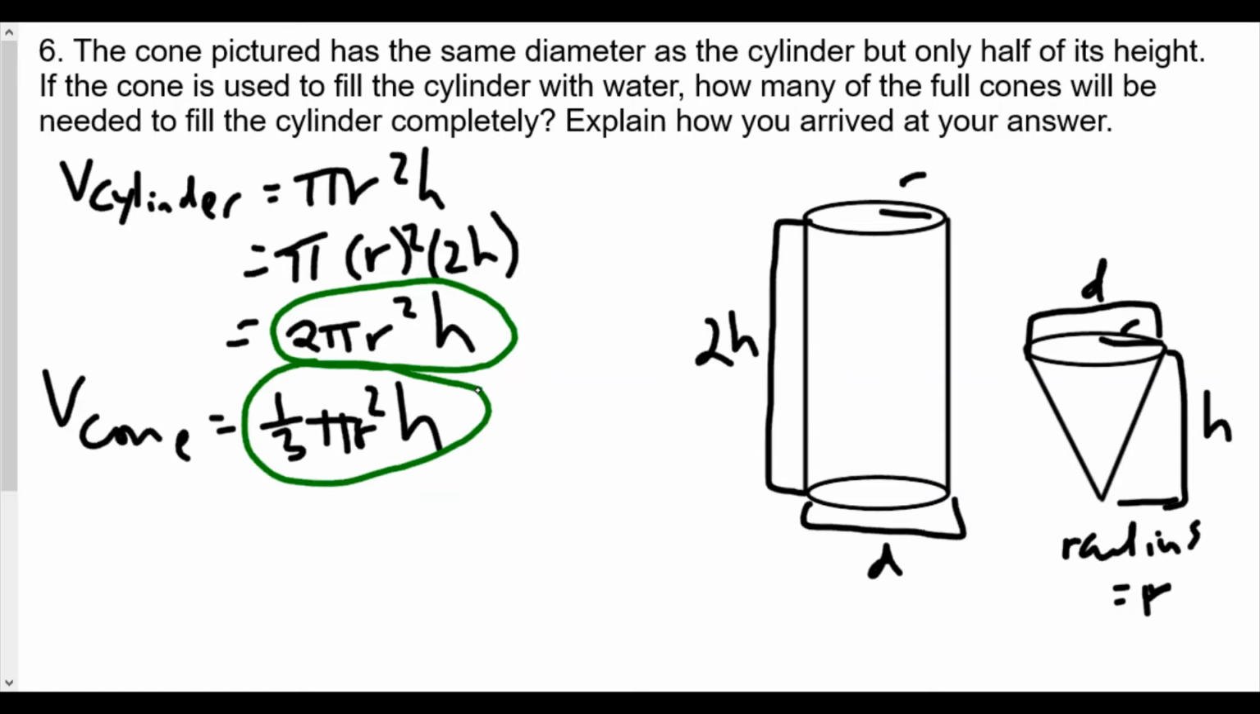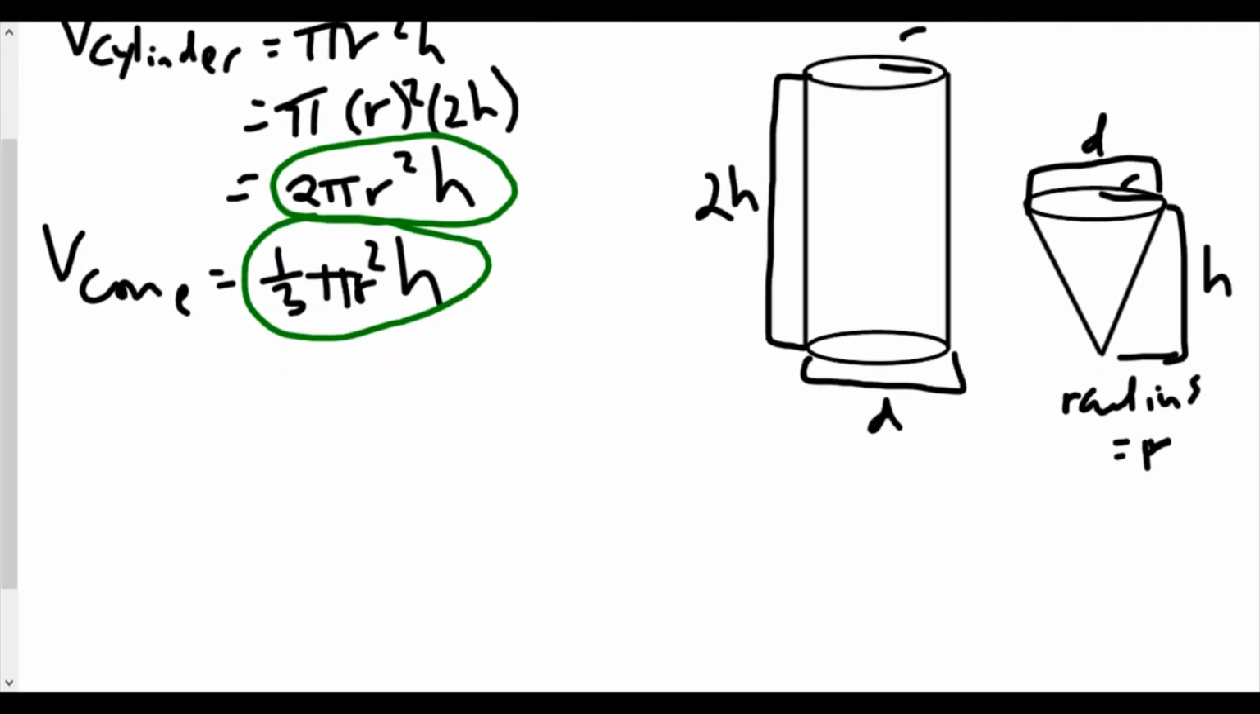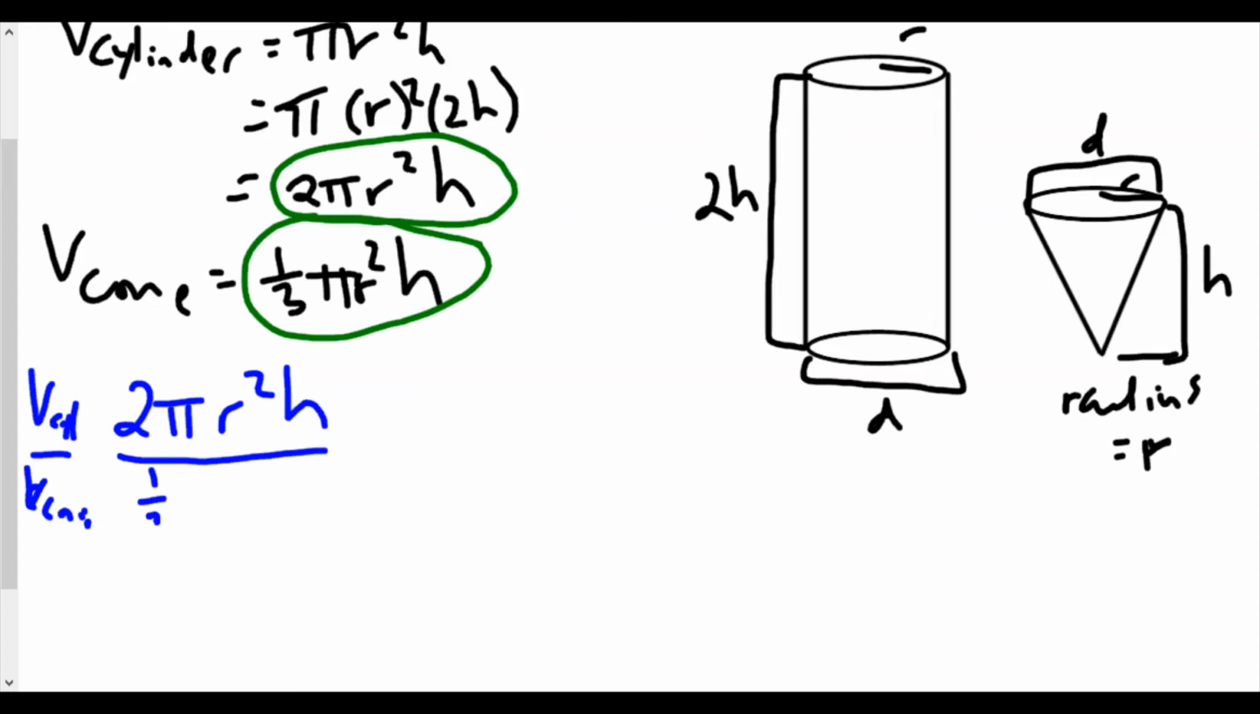So how many times will the cone go in the cylinder? This will be one of those division problems, because it's really dividing in this case. How many times can I divide something into something else? So we're going to now have the following division problem. 2 pi r squared times h, that's the volume of the cylinder, divided by the volume of the cone. And that's going to be 1/3 pi r squared h.